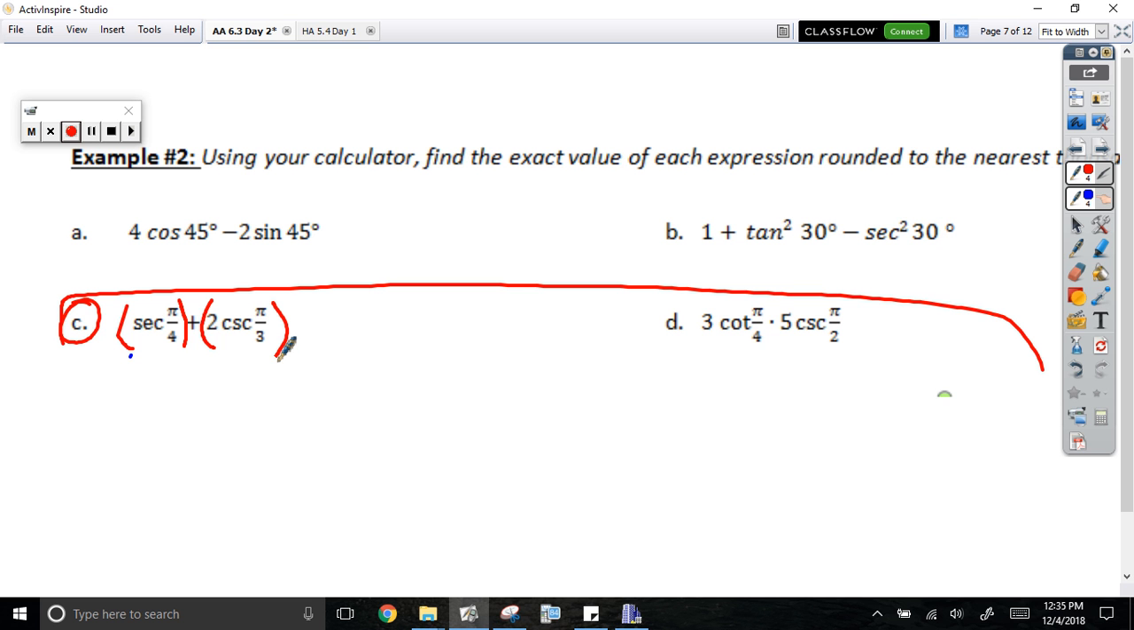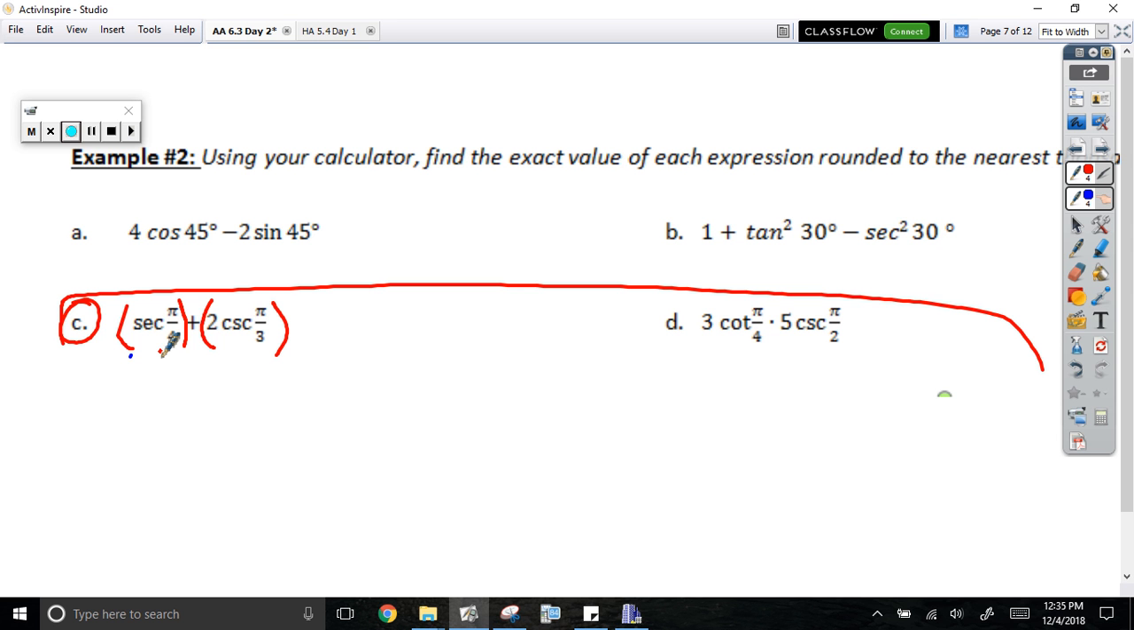Now, some students will say, Mrs. Bennett, can I do this part and then this part and then add them? Sure, but you cannot round. So you'd have to write out every decimal here, and so I don't suggest it. So I will type this whole thing in my calculator, one line, hit enter.